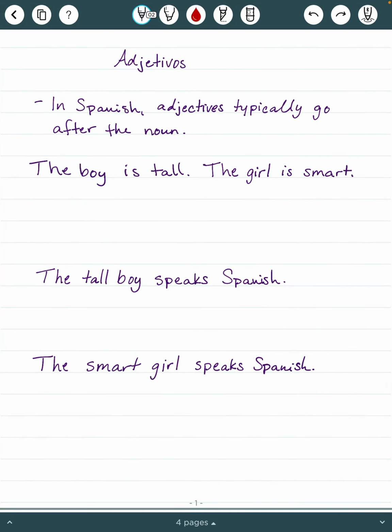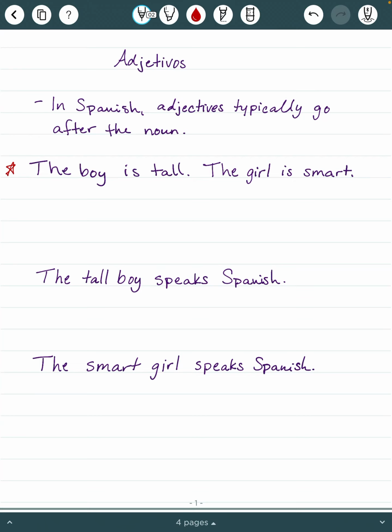So the grammar of adjectives in Spanish is different than it is in English in a couple of ways. First off, in Spanish, adjectives typically go after the noun instead of before. Now, this works with English in these first couple of examples. The boy is tall, the girl is smart. In this case, the noun and adjectives are separated by a verb.